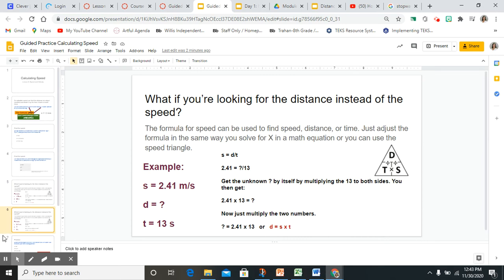Now, what if you're looking for distance instead of speed? Again, you can change the formula around by doing your math conversions in the same way that you do in any other math equations. If speed is there and time is there, then in order to find distance, you're actually multiplying speed and time to each other. Once again, I give you an explanation here of how you would go about isolating the variable, which again is the question mark, to prove how you get that formula change. So distance is actually speed times time.